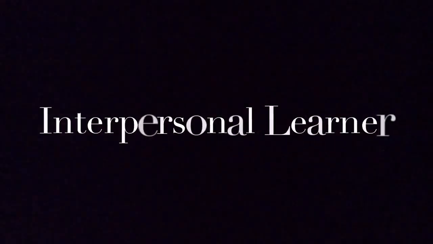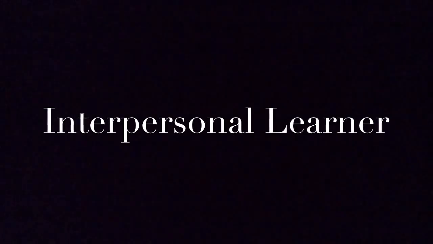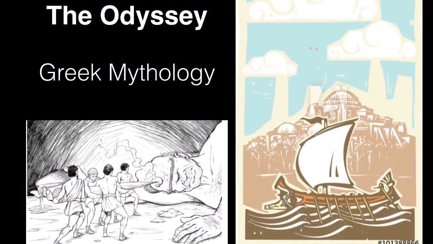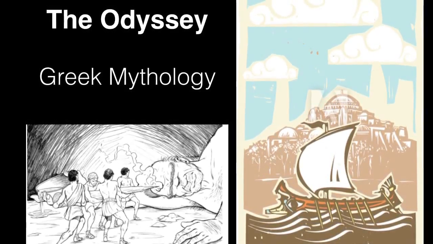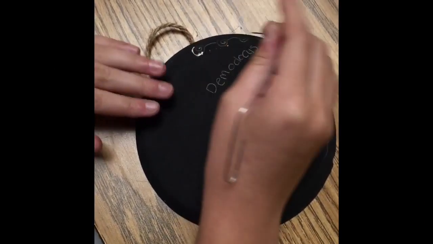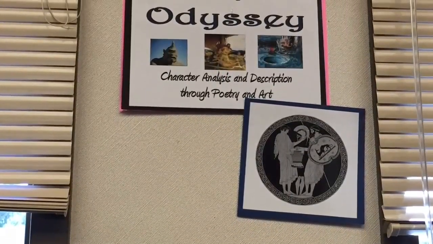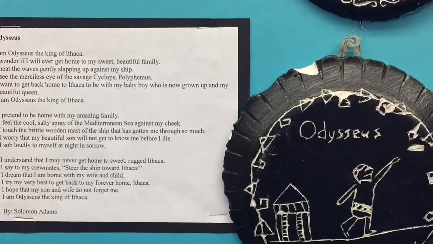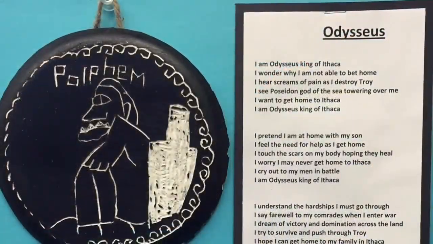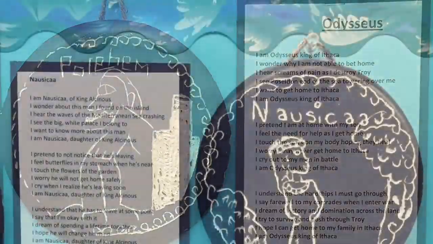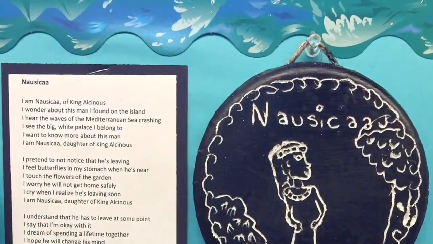For my interpersonal learners, after they read the Odyssey, students will collaborate and discuss which god they relate to most. Then they will create a PowerPoint using visuals to demonstrate how they relate to that god. Students will also type a poem of an epic hero or god, emphasizing their character traits. After, students will draw their character on plates.